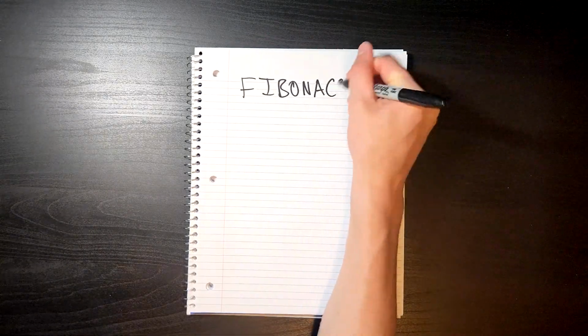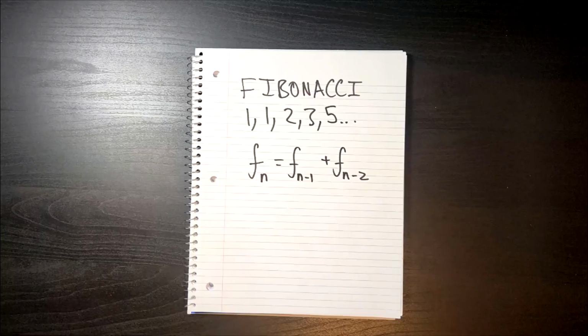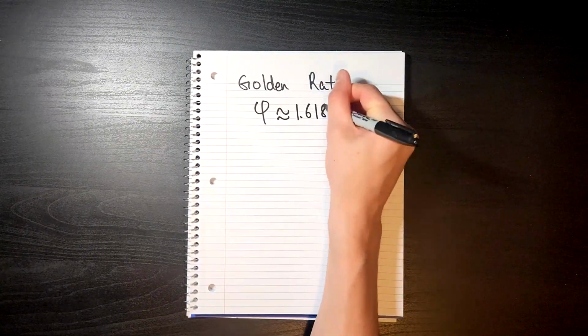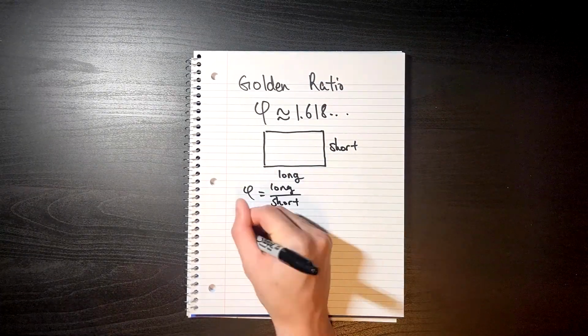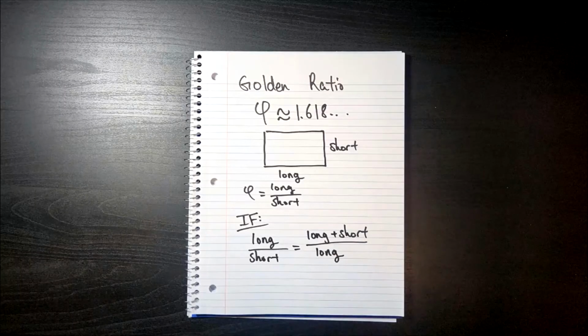Most of us have heard of the Fibonacci sequence: 1, 1, 2, 3, 5, and so on, where each term is the sum of the previous two. Additionally, you probably have heard of the golden ratio, phi, defined as the ratio of the sides of the rectangle where the long side over the short side is equal to the sum of both sides over the long side.